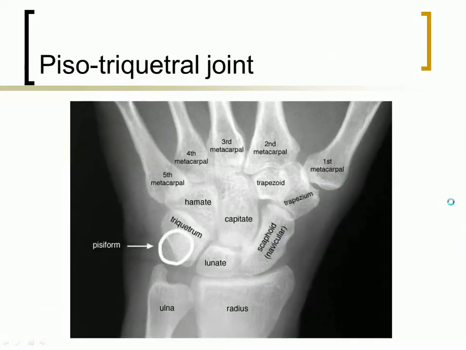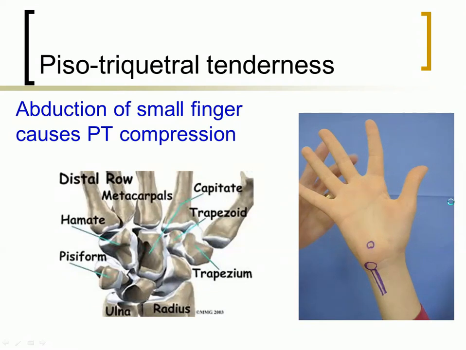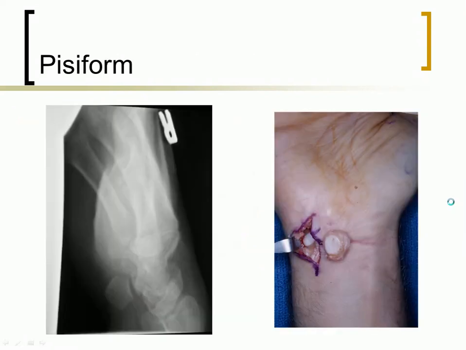Now let's look at the volar side of the wrist, the pisotriquetral joint. The pisiform for the wrist is like the patella in the knee. It can give a mechanical advantage to the tendon, in this case the FCU, the flexor carpi ulnaris. Pain at the pisotriquetral joint can be from a loose body or from arthritis. It is tested with compression and translation. Another way to load the pisotriquetral joint is resisted small finger abduction. When conservative treatment fails, one option is removal of the pisiform.